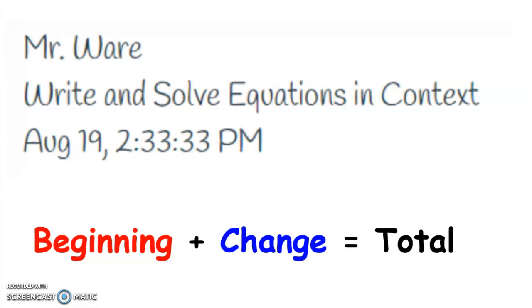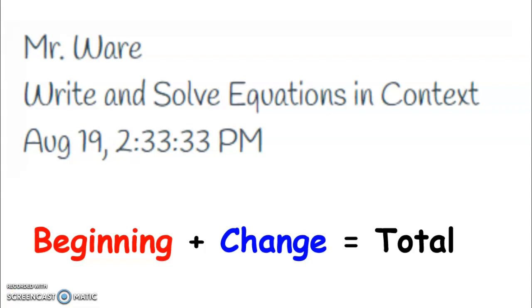Ware's videos. And today we're looking at how to write and solve equations in context, basically word problems. So let's begin. These are all two-step equations, and the main thing you need to know is we're going to write an equation from a word problem, and you need to know these three things: beginning, change, and total. You want to see where it begins, how it changes, and what it equals. As long as you can find those three things in the problem, then you can solve it.